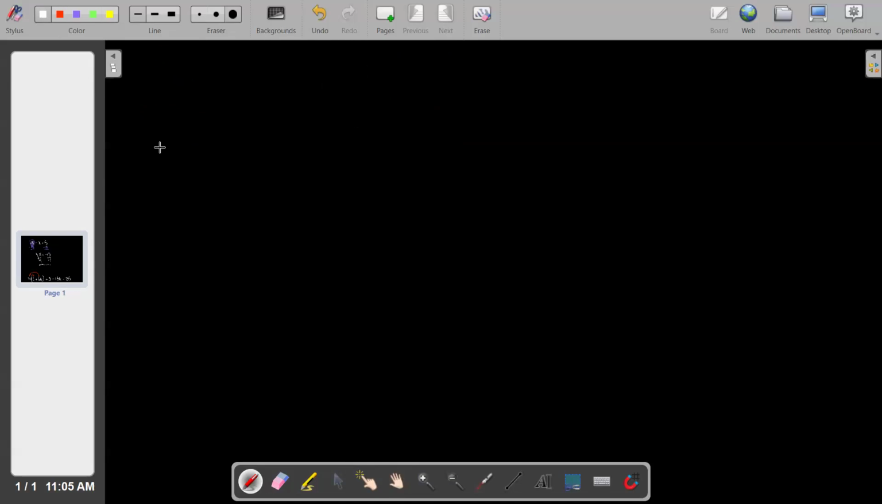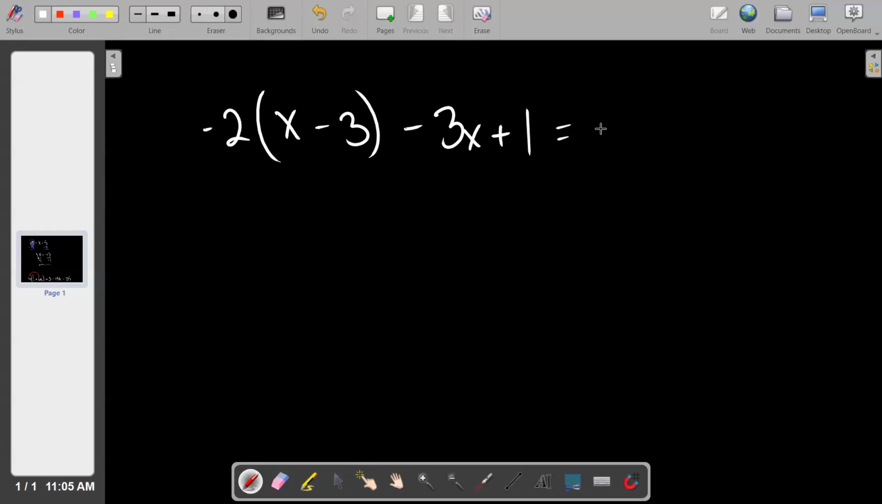Here's another one that I know is going to cause some trouble. I wish that it weren't true, but it always does. So let's do negative 2 times x minus 3, minus 3x plus 1 equals, I don't know, 4. So what do we do first?